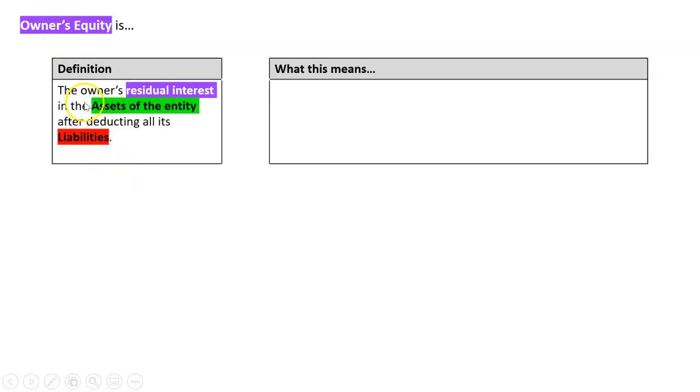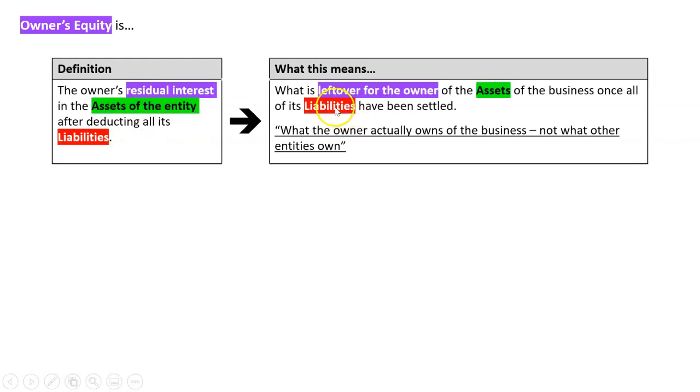What is owner's equity? It is the owner's residual interest in the assets of the entity after deducting all of its liabilities. Very clunky. You wouldn't say it like that if you were going to explain it to someone in person, but that is our formal definition. What does it mean though? Well, I guess it means what is left over for the owner of the assets of the business once all of its liabilities have been settled.